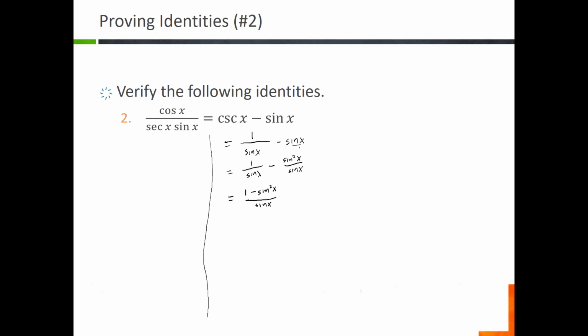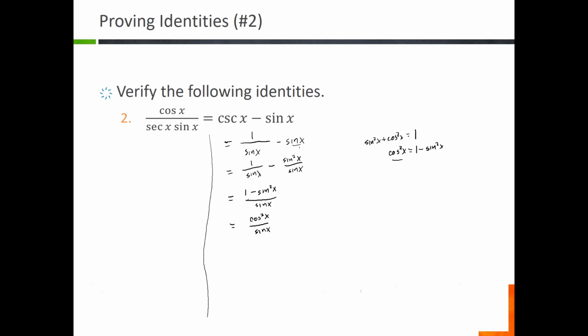And this 1 minus sine squared should look familiar because we know sine squared x plus cosine squared x is equal to 1, which means cosine squared x has to be the same thing as 1 minus sine squared x. So I can drop a cosine in there. So that equals cosine squared x all over a sine x.